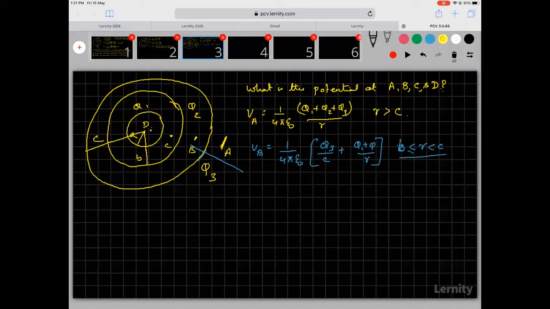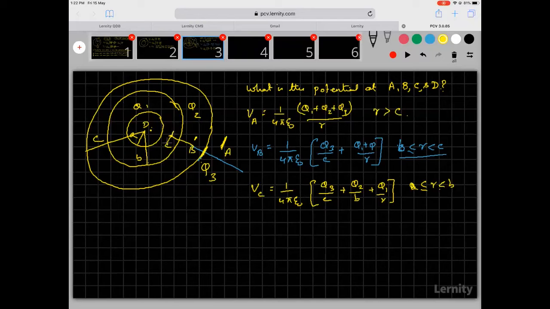The potential due to the outer sphere will become a constant. So 1 by 4 pi epsilon naught, Q3 by C plus this. Suppose I reach C. Now I'm going further, so the potential because of the first two spheres will become a constant. So it is Q3 by C plus Q2 by B plus Q1 by R, where A is less than or equal to R, less than or equal to B.